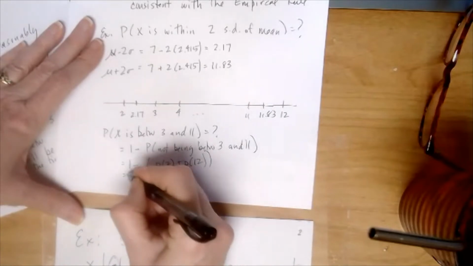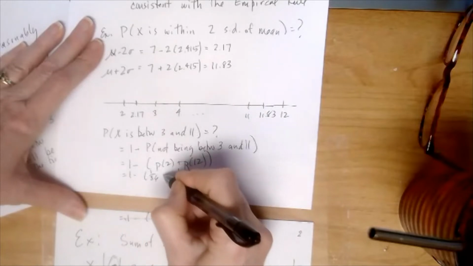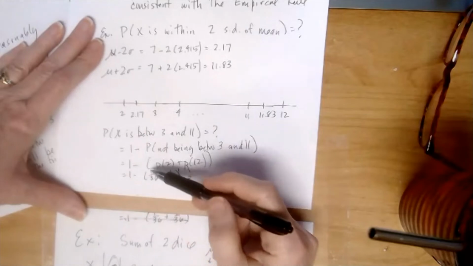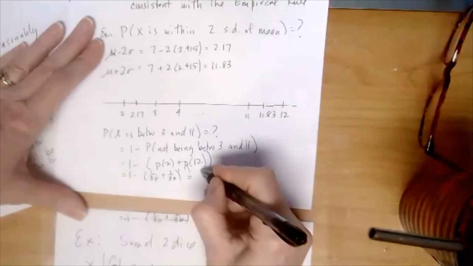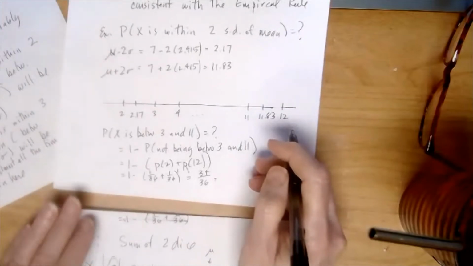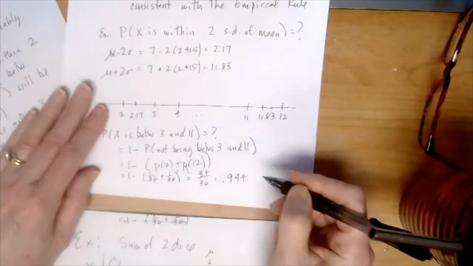Okay, this is 1 minus 1 over 36 plus 1 over 36. All right, and so this is 36 minus 2 over 36. So that's 34 over 36. We put that in the calculator, and that gives us 0.944.